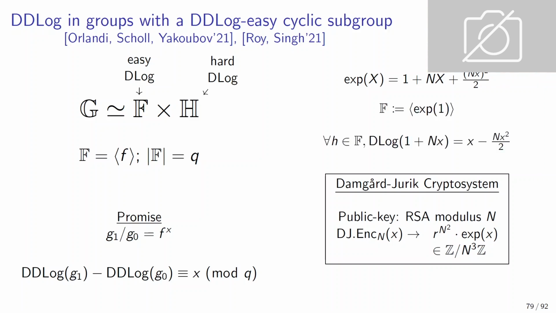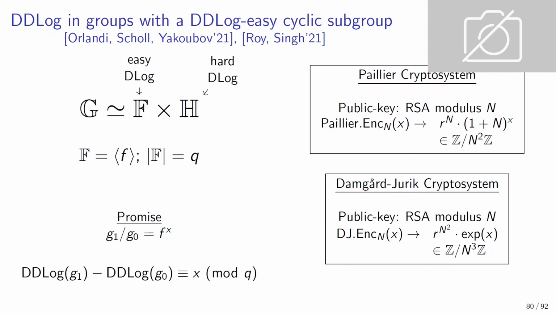And so basically you take the Fourier series. We don't need to go into details, but simply know that this is true: if you look at an element of the form 1 plus n times x, you can compute the discrete log as this operation.